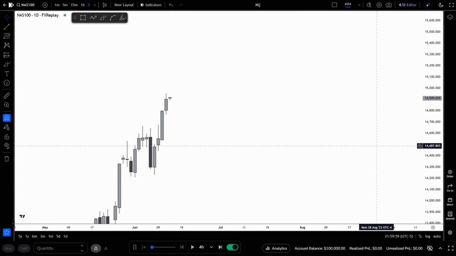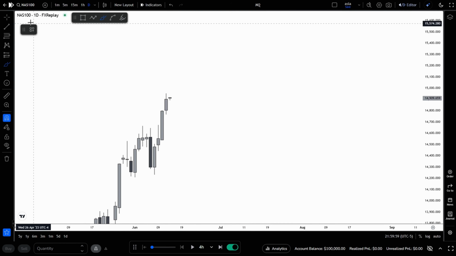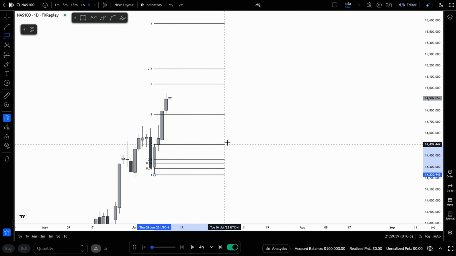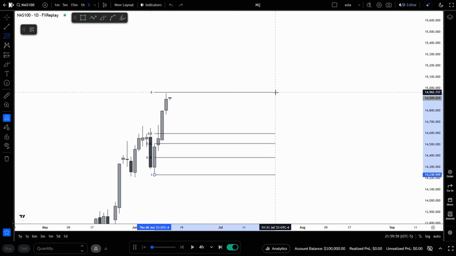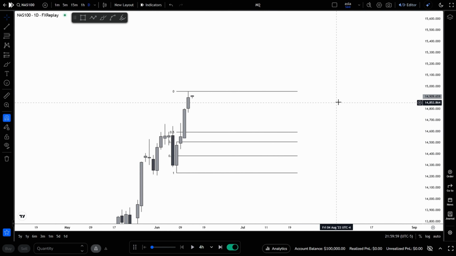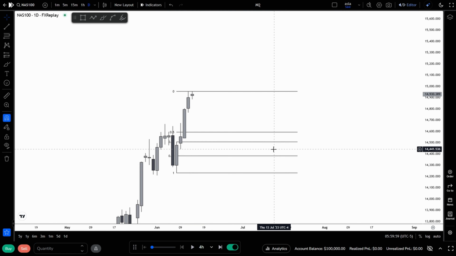For this first example, we are going to look at NASDAQ on the daily chart. The first thing we need to do is identify a clear range. We can see a swing low right here, and then price legs up aggressively. So what I am going to do is mark from that swing low up to the current high that price is forming. That becomes our dealing range.